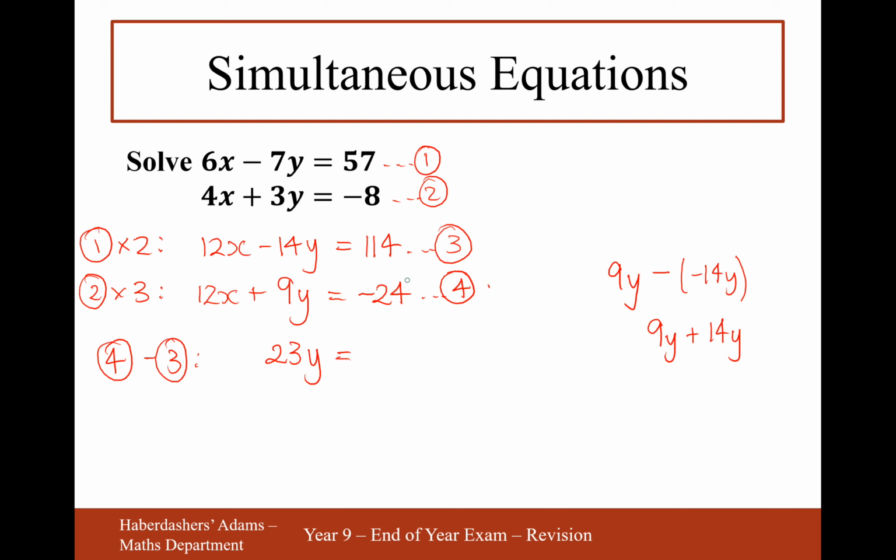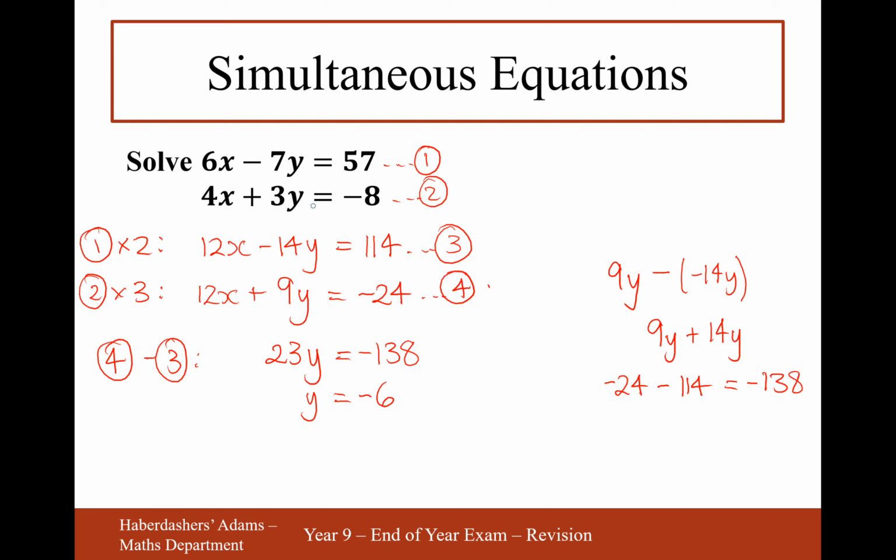And again, what do you do? So it's 4 take away 3, so I have to do it in that order. Minus 24 take away 114, that will give me, well, I'll do it on the calculator just to make sure I've got it right. Minus 24 take away 114 gives me minus 138. And then fingers crossed, when I divide minus 138 by 23, I get minus 6. Lovely, so there we are, we've got the correct answer of minus 6.